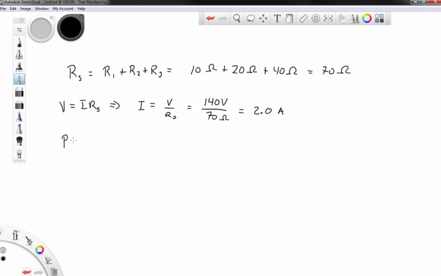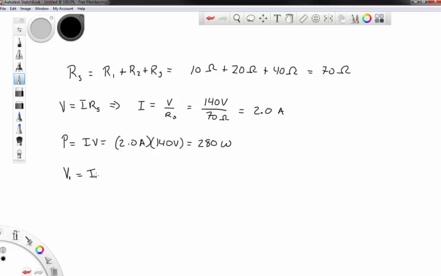Okay, now the total power, therefore, P is I times V, so that's 2.0 amps times 140 volts. So that is 280 watts. If you don't know how I'm calculating these, you can use your calculator to follow along. So now we've got to find the individual voltage drops.